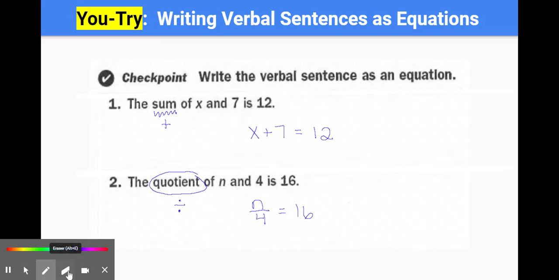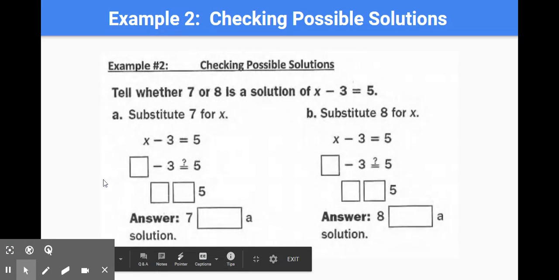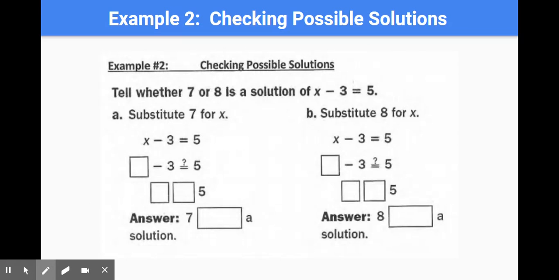Okay, now that we've mastered how to write verbal sentences as equations, we're going to move on to example 2. And example 2 is all about checking possible solutions. So the directions here say to tell whether 7 or 8 is a solution of x minus 3 equals 5. So they're giving us 2 possible solutions. It might be 7, it might be 8. And we need to test each of those to see whether or not each one of those is a solution. So let's test the number 7.